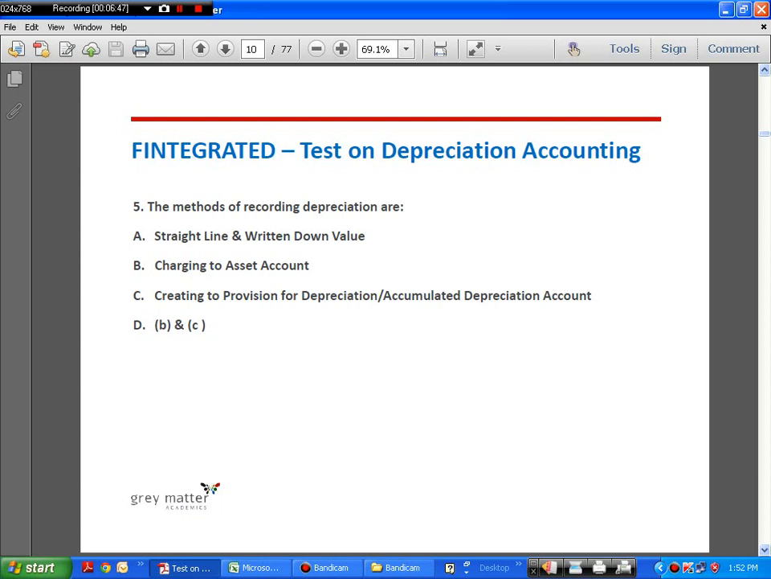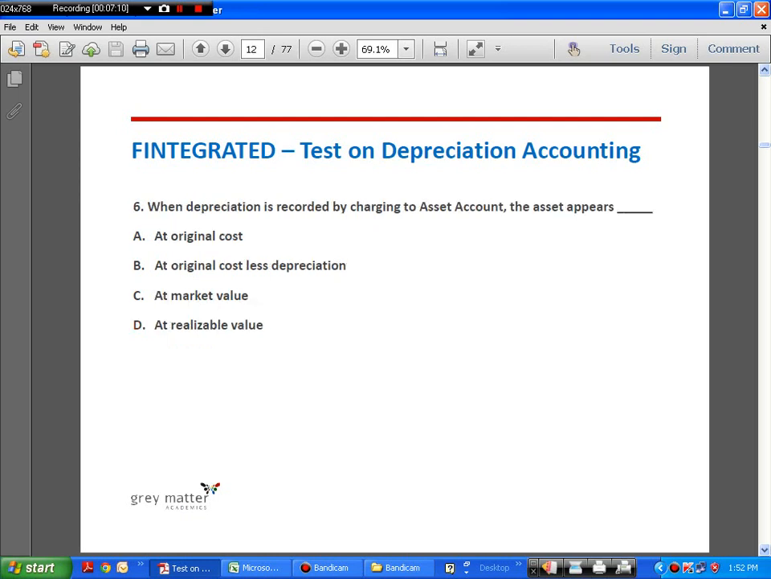One option is charging to the asset account, where we debit depreciation and credit the asset account. The other method is we debit depreciation and we keep accumulating the depreciation relating to that asset in a separate account called the accumulated depreciation account or the provision for depreciation account. So the answer is B and C. When depreciation is recorded by charging to the asset account, the asset appears at original cost less depreciation. Okay, so answer is B.